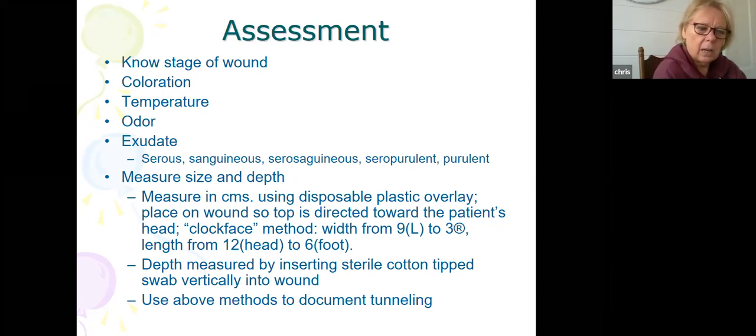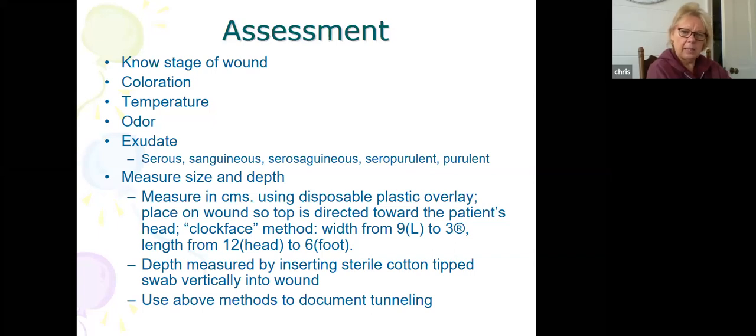You have to assess what color it is. Is it warm? Is it odoriferous? Does it smell? If it smells, it's indicating that there's possible infection. Exudate. Remember we said serous. Serous was clear. Sanguineous is what? Red, bloody. Serosanguineous is pink. Seropurulent is pus-like and clear. And purulent is yellow. It's pus.